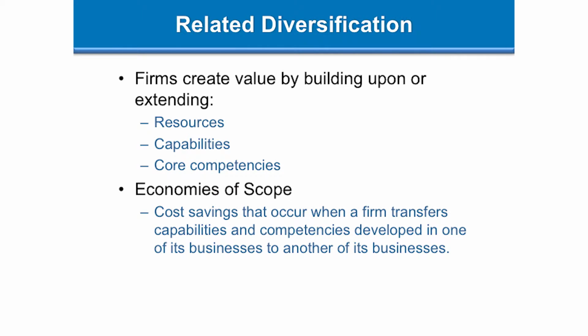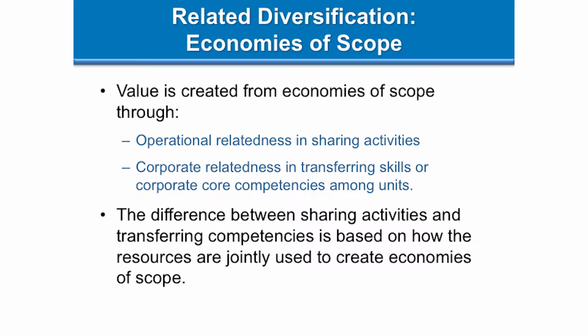Typically, related diversification is used to increase the firm's value by economies of scope, more specifically by sharing activities or by transferring skills and core competencies through headquarters among their businesses. A firm may focus on sharing primary or supporting activities, or another firm may focus on corporate relatedness, that is, transferring their core competencies in managerial and technological knowledge, experience, or expertise.